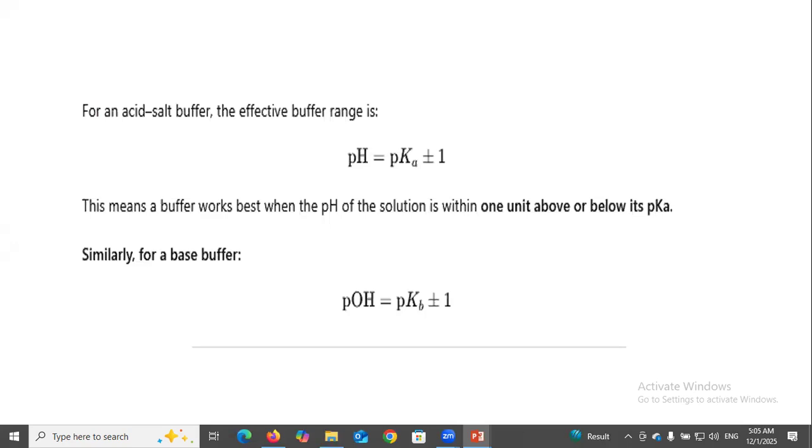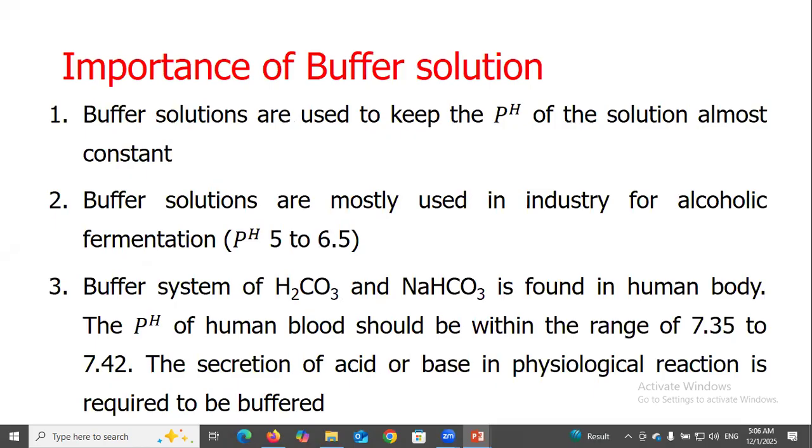For an acid salt buffer, the effective buffer range is pH equals pK plus or minus 1. This means that the buffer works best when the pH of the solution is within 1 unit above or below the pK. Similarly, for a base, pOH equals pKb plus or minus 1.